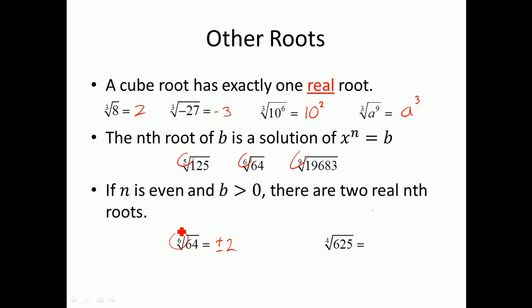Here, if we take the 4th root of 625, that's going to be plus or minus 5, because we have an even root. So let's go on to other roots.